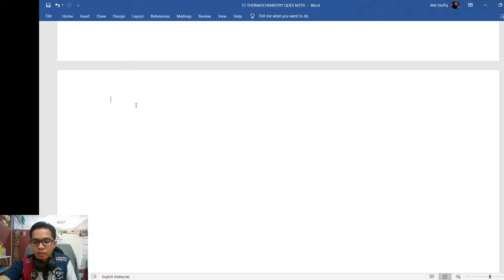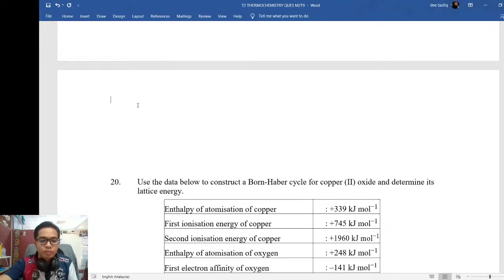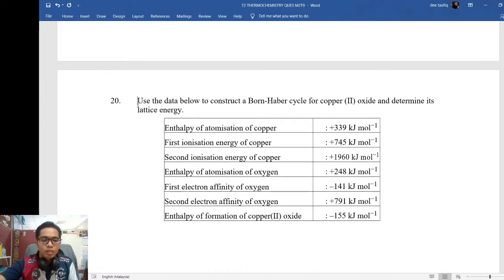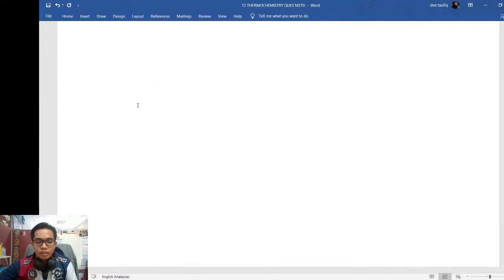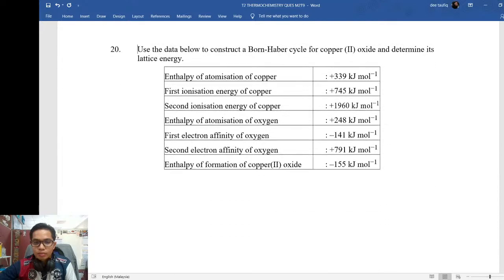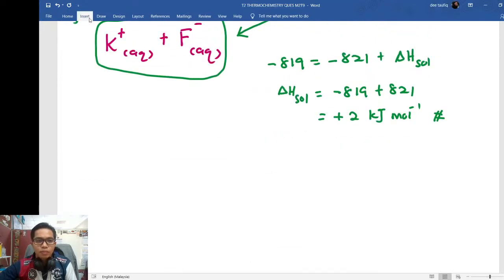Okay, number 20. Oh, number 20 ni dah masuk Born-Haber. Okay, so sebelum kita masuk Born-Haber, kita masukkan insert line dulu. Shape line.